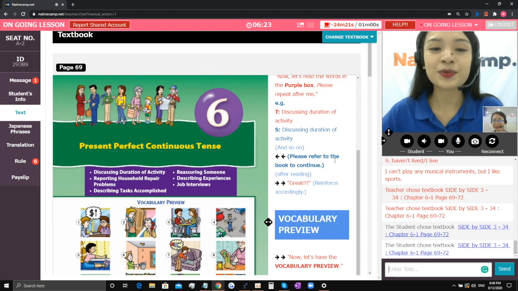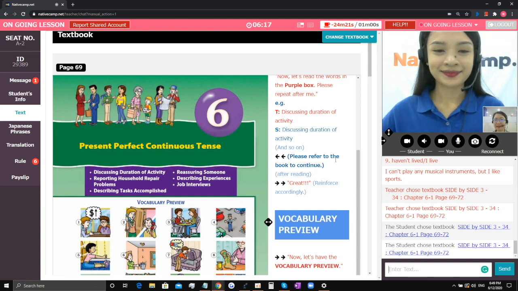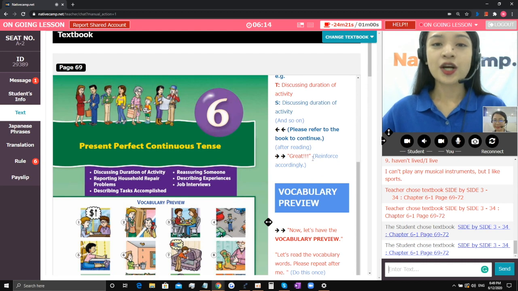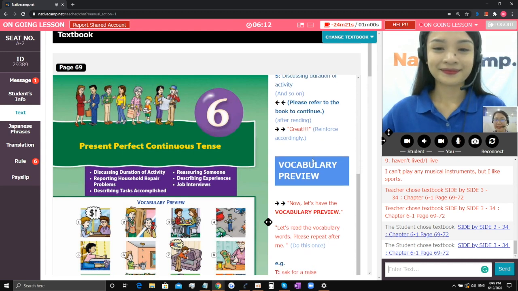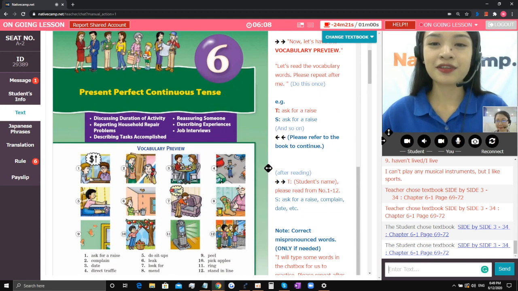Very good. Next one. Reassuring someone. Describing experiences. Job interviews. Great. Now let's have the vocabulary preview. Let's read the vocabulary words.